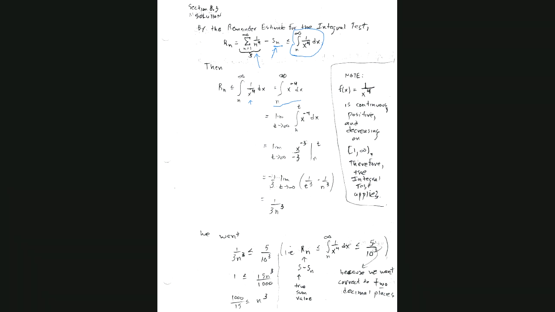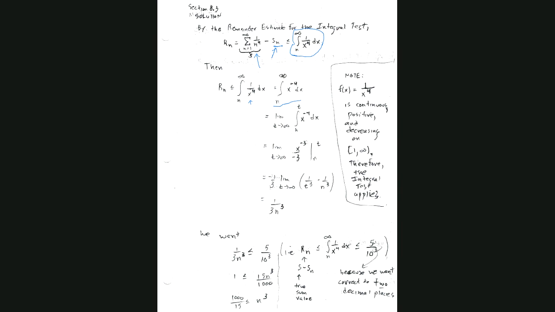There's just a side note here. Let me zoom out a little bit. This note to the right about the function being continuous, positive, and decreasing on 1 to infinity means the integral test applies, so that goes without saying. All right, so the antiderivative of x to the -4th is x to the -3 over -3. And now I evaluate that improper integral, and I let t go to infinity.